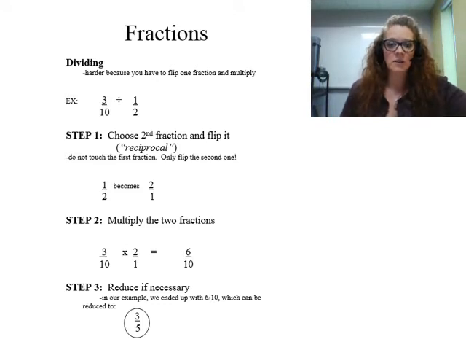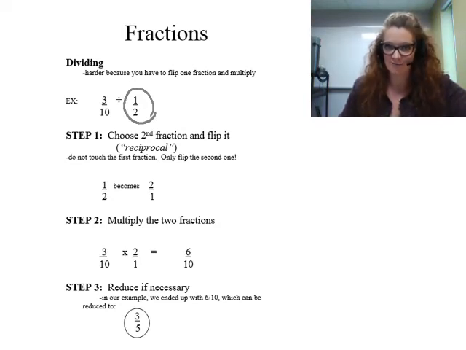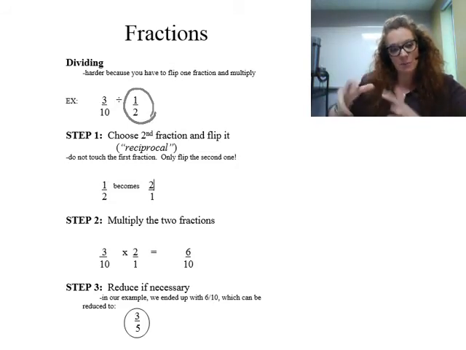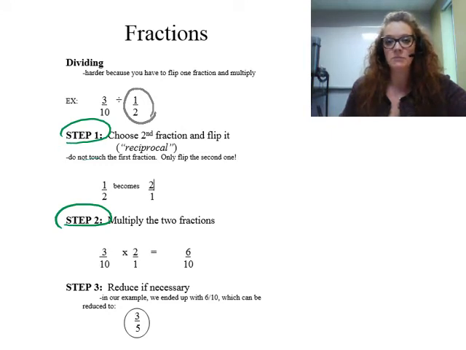All right, dividing. A little bit harder because there's one extra step. You have to choose the second fraction and flip it over, create a reciprocal. Do not touch the first fraction, only the second one. All right, so in your question of 3/10 divided by 1/2, this is the guy we're flipping, right? The second fraction. Do not touch the first fraction. So 1/2 becomes 2/1. That's what happened when we flipped it into the reciprocal, and now we're going to multiply. So step 1, flip, step 2, multiply. Which one are we flipping?